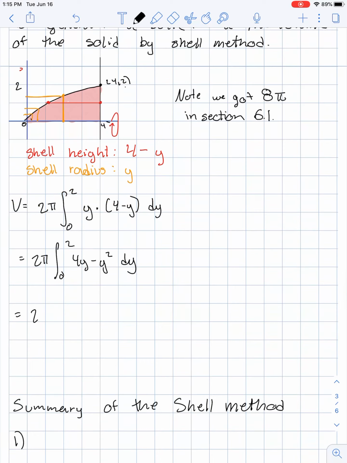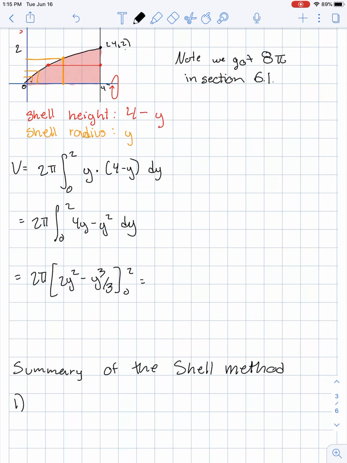So I get 2 pi, integral from 0 to 2 of 4y minus y squared dy, which is equal to 2 pi times 2y squared minus y to the third, from 0 to 2, which is going to equal 2 pi times 2 times 4 minus 8 over 3.